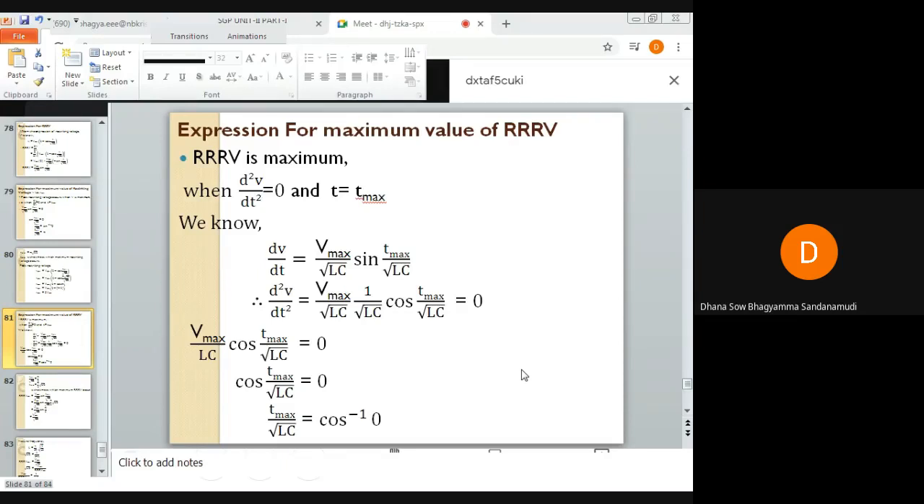Cos inverse of 0 is nothing but pi by 2. So T max by root LC is pi by 2. T max is equal to pi by 2 root LC. You just send root LC to the right side.